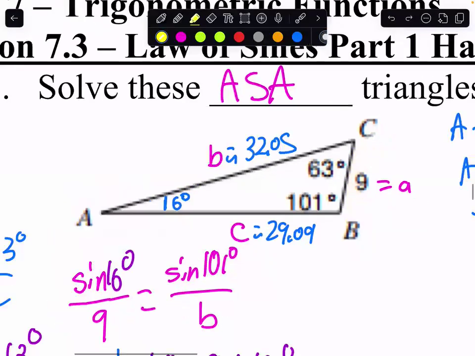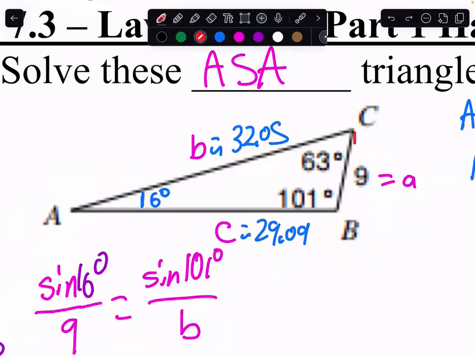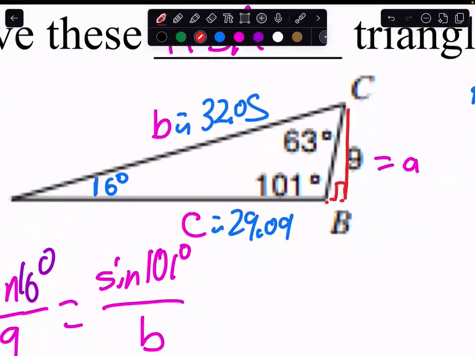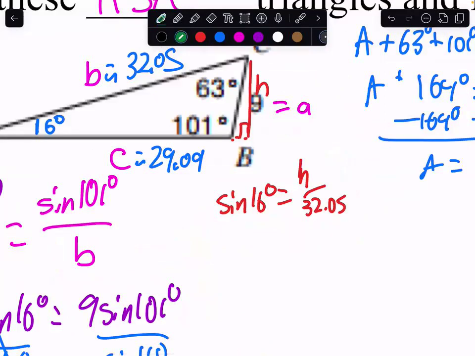Now, some of you were a little unsure about the height because this one's a little weird, right? In order to form a right angle with the base, the height would have to be outside the triangle. That is possible. You can find the height the same way. Sine is opposite over hypotenuse. So you could do sine of 16 degrees equals the opposite h over the hypotenuse 32.05. And then to get the height by itself, times 32.05 on both sides.